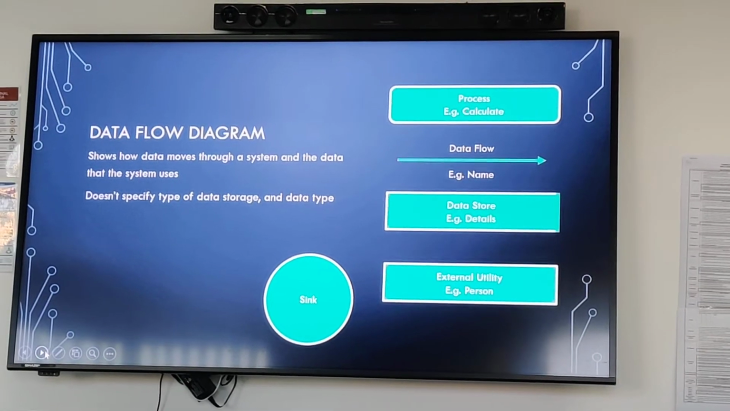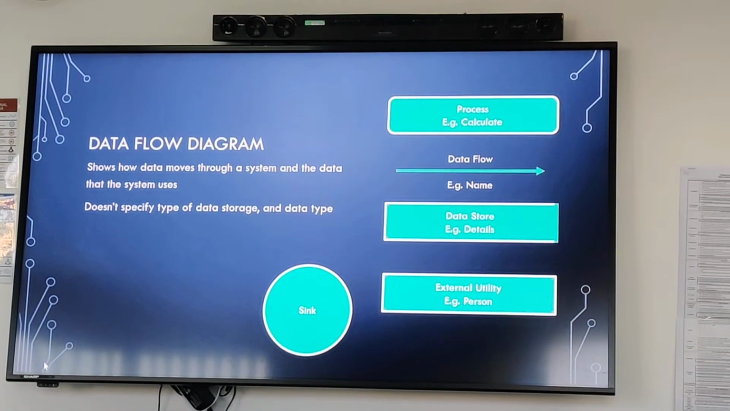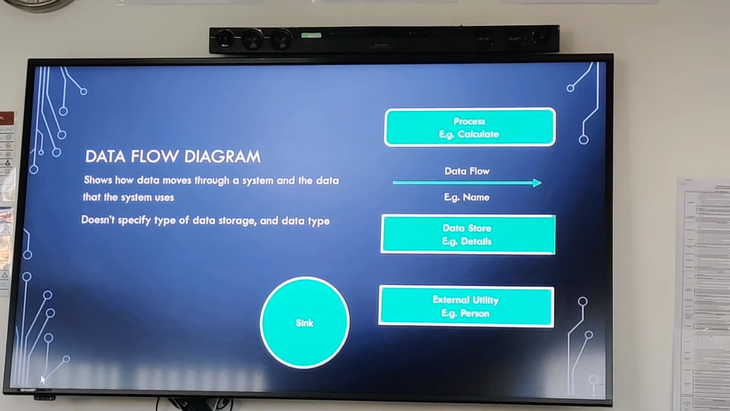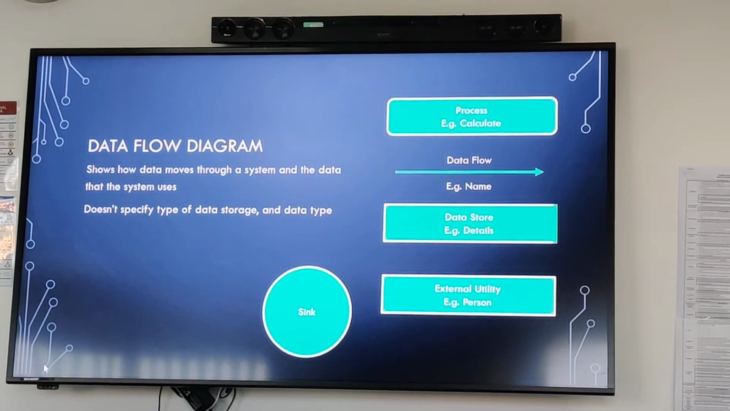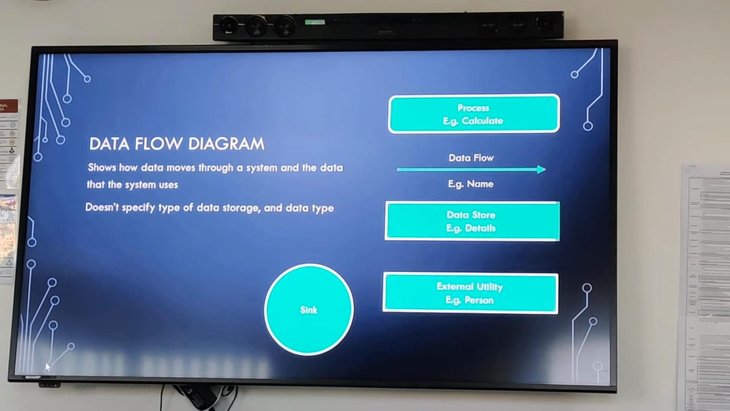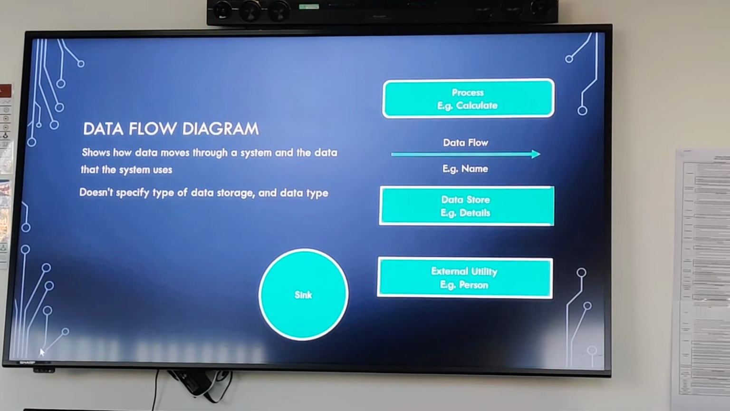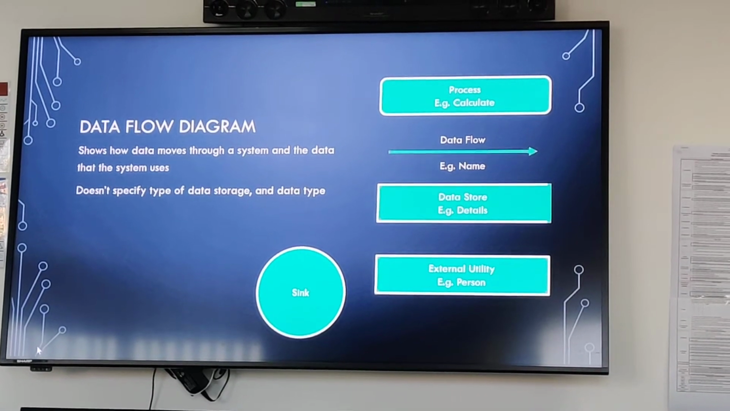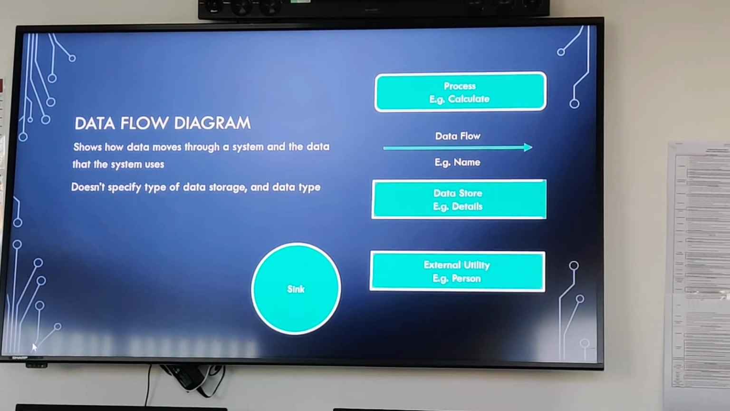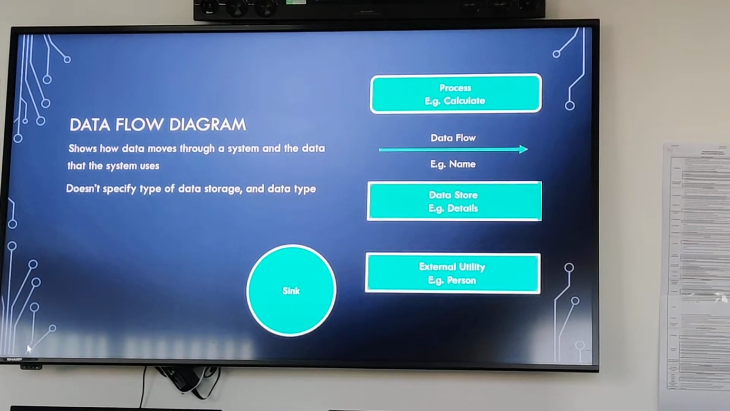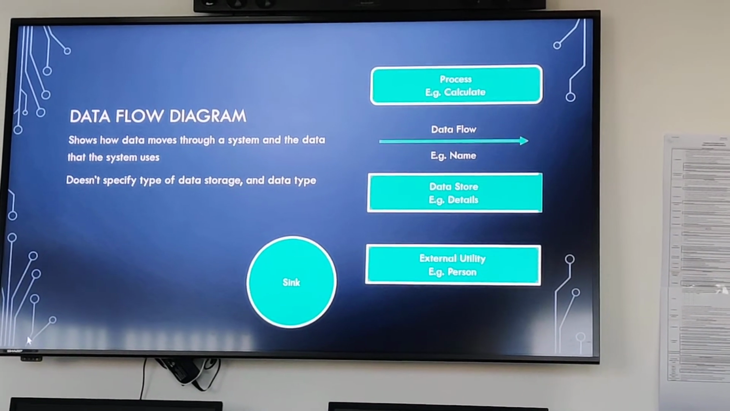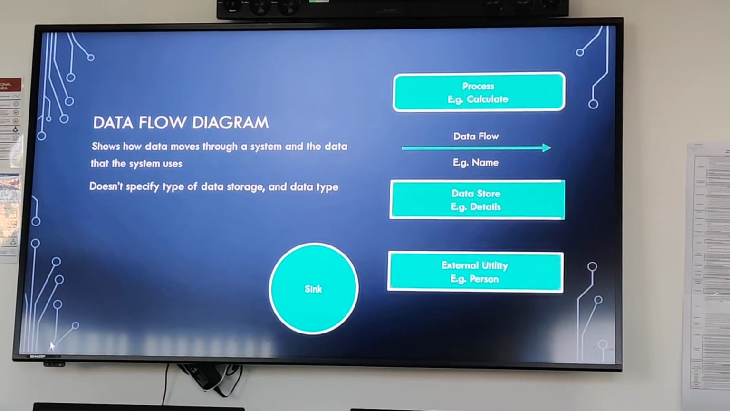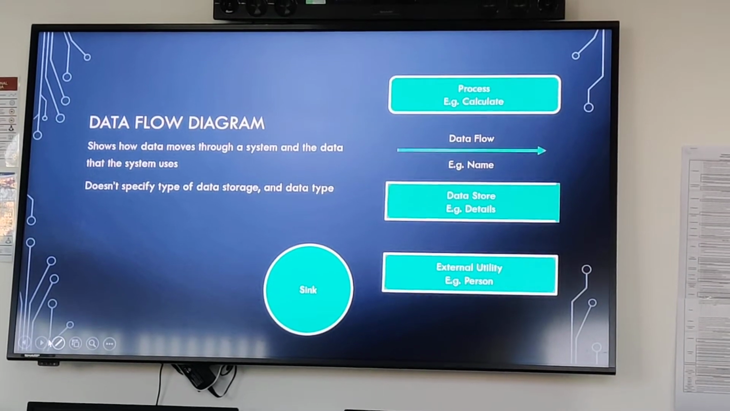Now we come on to data flow diagrams. These show how data moves through a system and how the system uses the data. The type of data storage doesn't really matter. It's got these five symbols, although for the data store I wasn't sure which is which. There's also one with the thick line. So you've got process or calculate, external utility, data store, data flow, and the sink, which is kind of a bigger process, for instance, processing of a database.